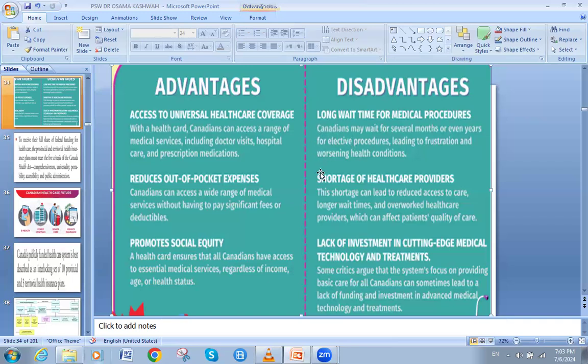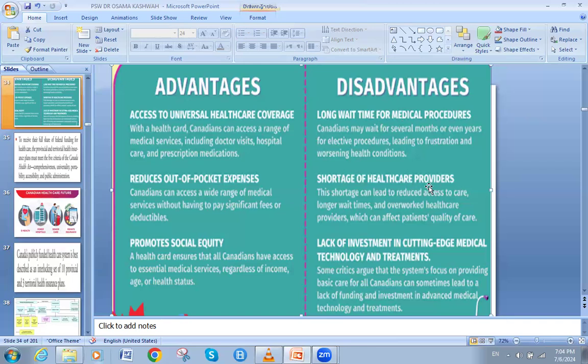The first thing is the long waiting line. You can see here, there is a long waiting line. Long wait time for the medical procedures. Sometimes, for example, in minor surgeries, you have to wait about 4 or 5 months until you get the surgery done.